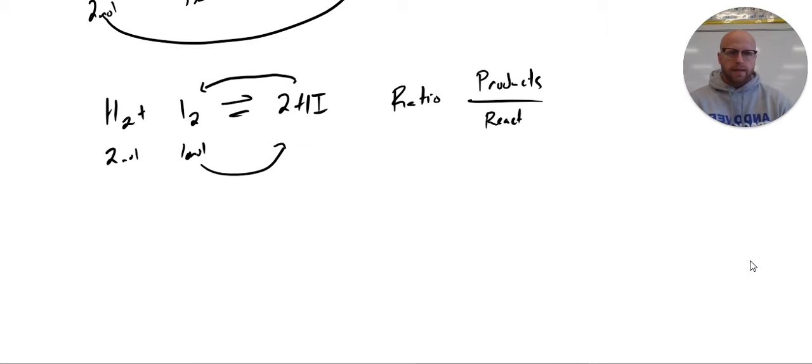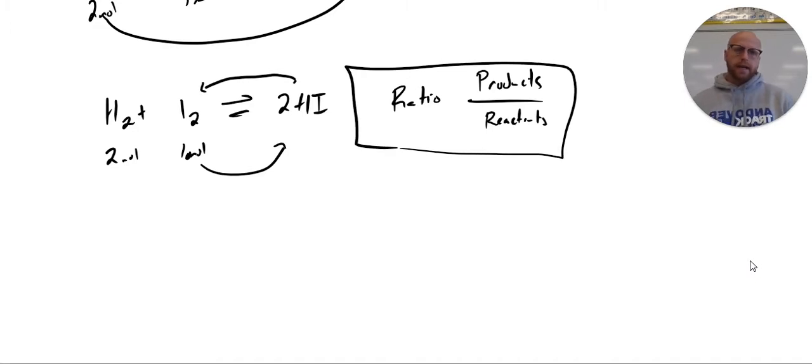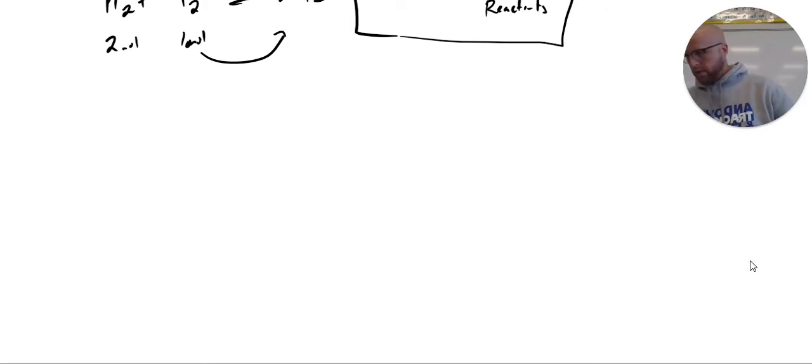So if only we knew the ratio of products over reactants at equilibrium, or what ratio it is going to go to, then we could solve for the concentrations of everything at equilibrium. Well, luckily, we do know this. And that's exactly what our K, or equilibrium constants, tell us. So let's take a look.